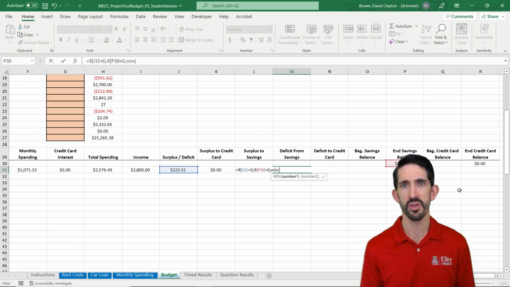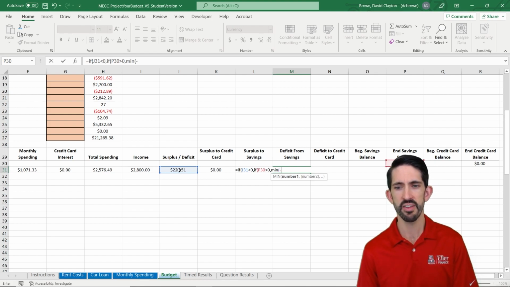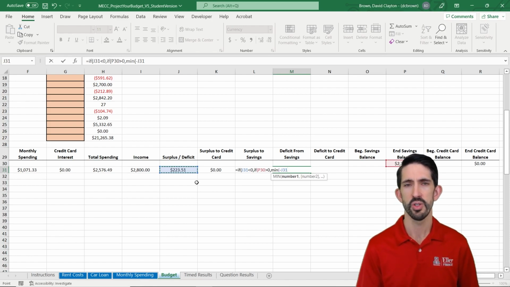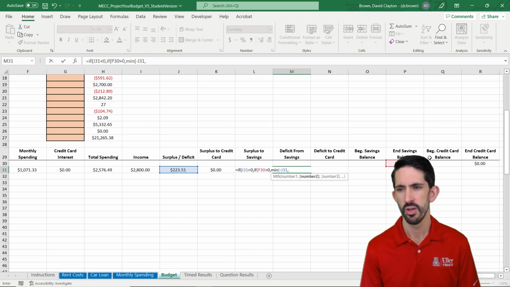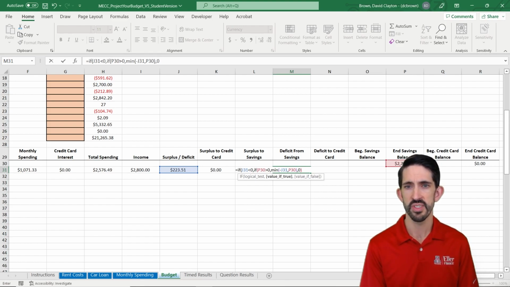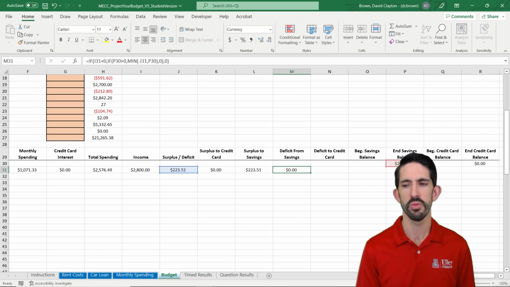And we're going to pull either the minimum of what we owe, which in this case is going to be the negative of the deficit, because the net deficit is going to be a negative number, and we want to make it positive to compare to our savings balance. If we don't have savings, it's going to be 0, and if it's not a deficit, it's also going to be 0. Similar structure to what we built before.